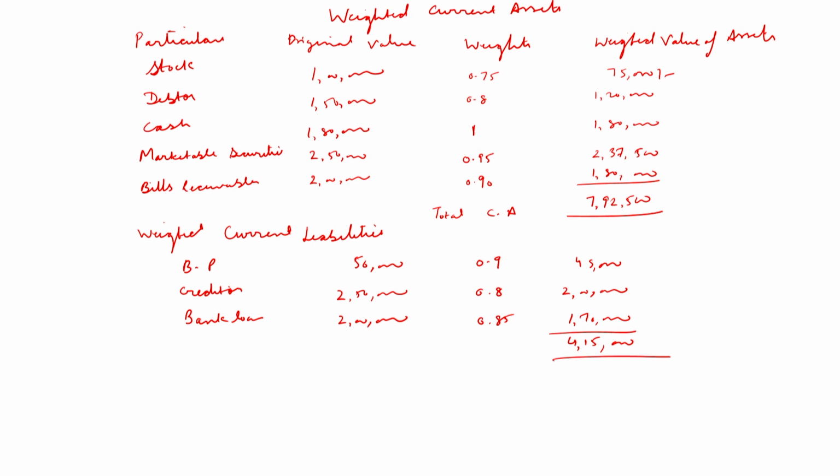Once the weights have been assigned, we have to compute the different ratios using the same formula but putting in the values of the weighted current assets and the weighted current liabilities. So first we compute the current ratio, which is equal to weighted current assets 7,92,500 divided by the weighted current liabilities of 4,15,000, which is equal to 1.90 approx.